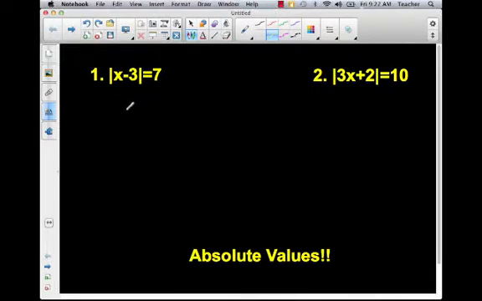So how you approach these is you do them like any other PEMDAS problem. So you're going to add 3 to both sides, 7, 8, 9, 10, which is x is equal to 10, and that'll be it. See, you think you're done, but you're not.